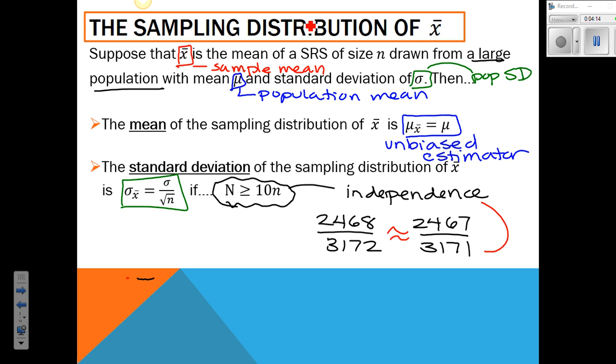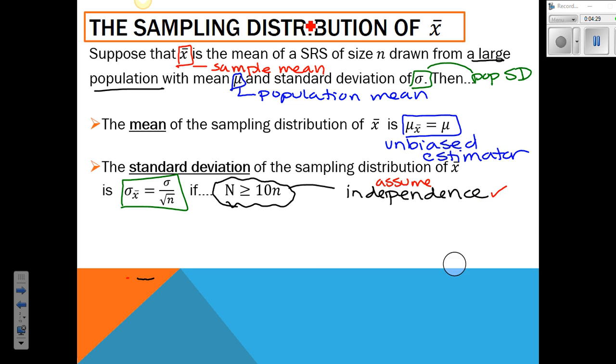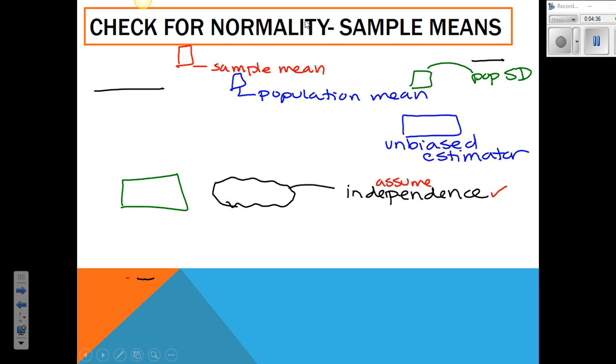So then we could kind of say, okay, we're going to assume this is true. All right. And we're going to talk more about independence when we get into confidence intervals and hypothesis testing. But as long as your sample size and your population size are large enough, you should be okay to assume independence. You guys good there? All right. So that's a basic introduction to the sampling distribution of X bar.